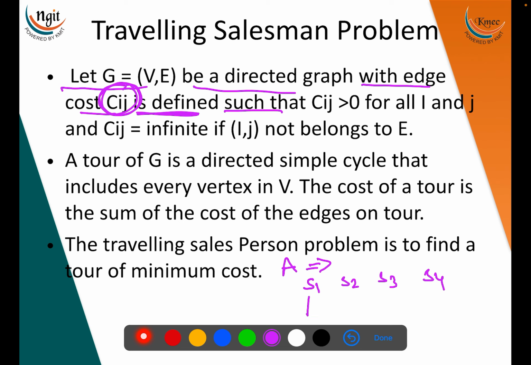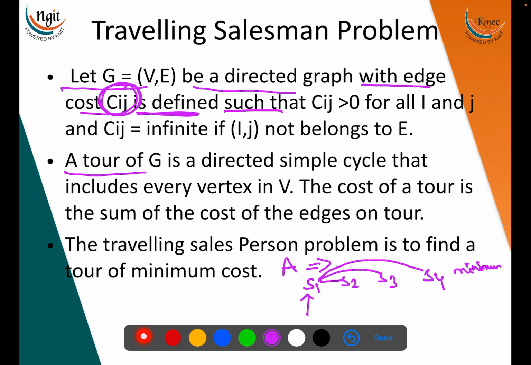Let us assume this is his home city, so this is the starting vertex or the home city. Naturally, from the home city he can go to S2, or else he can go to S3, or else he can go to S4. So stage-wise he can take a decision depending upon the minimum cost of the tour.